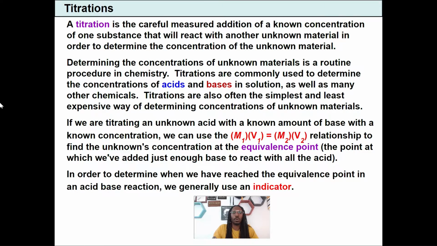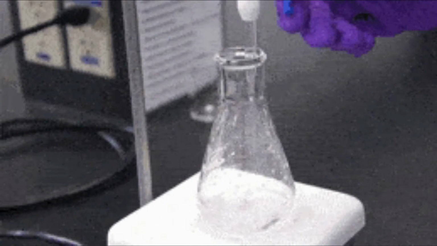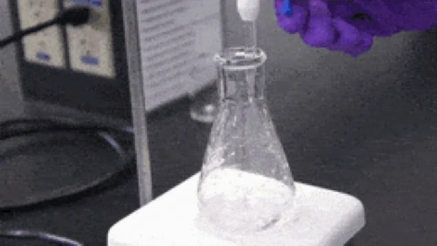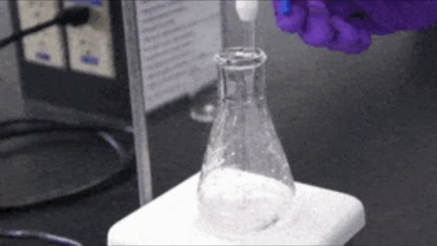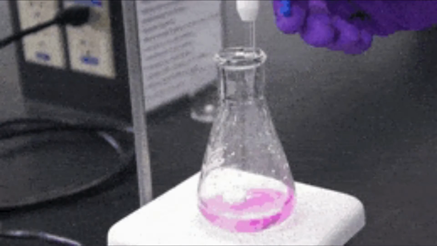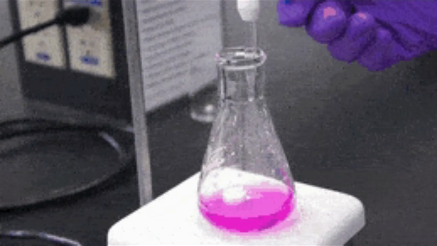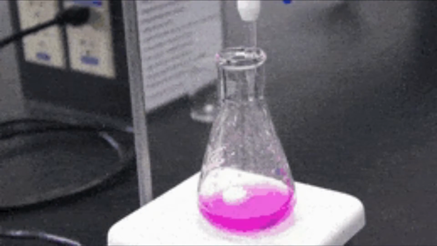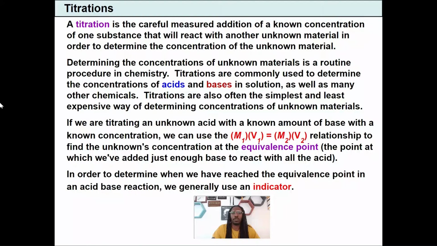Okay, so in order to do these type of things, we use this technique called titration. All right, that's essentially what titrations are. They're going to help us find the unknown concentration. So typically, people are using titrations to find the concentrations of acids or bases in solutions, as well as you can find other concentrations of other chemicals. All right, but usually we're talking about acids and bases.